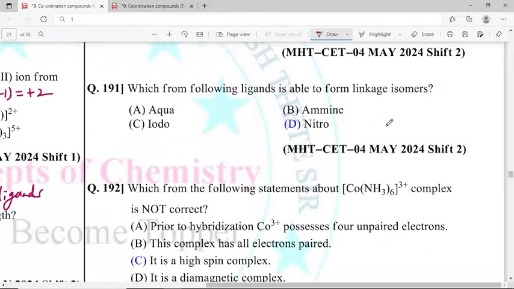Which of the following ligands is able to form linkage isomers? Nitro, nitrito. It is an ambidentate ligand.